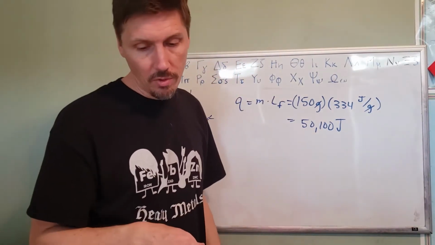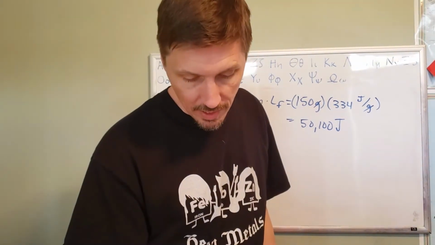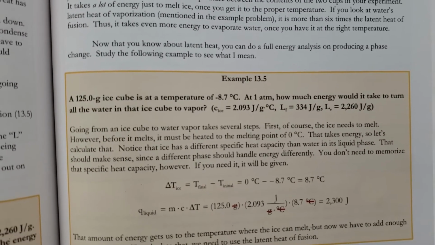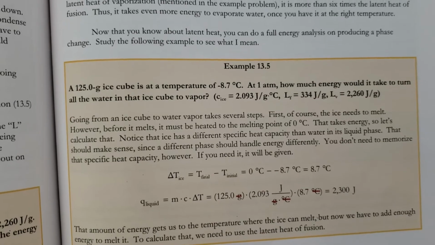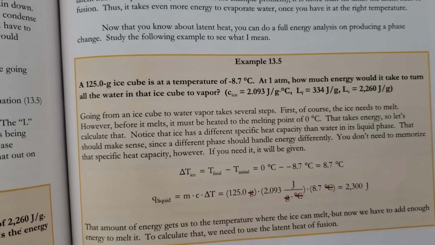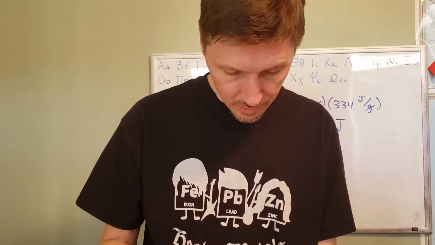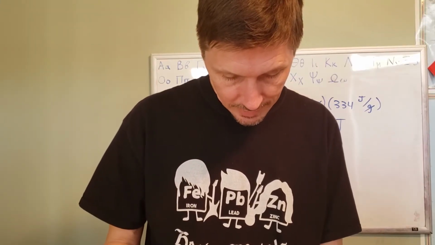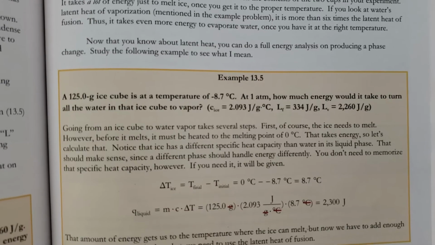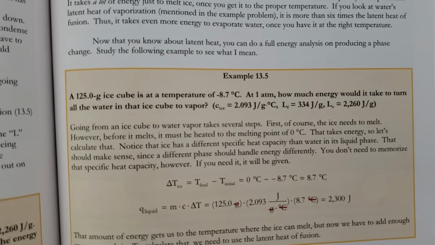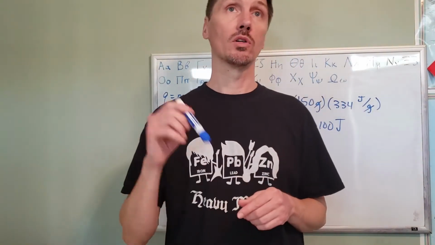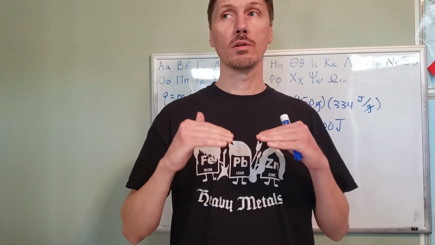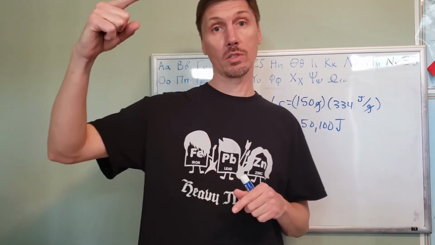So let's look at example 13.5, which is on page 405. And the problem says this: a 125 gram ice cube is at a temperature of negative 8.7 degrees Celsius. At 1 atm, how much energy would it take to turn all the water in that ice cube to vapor? And then they give us the specific heat capacity of ice, and they give us the latent heat of fusion and the latent heat of vaporization. All right. Now, why did they tell us that it was at 1 atm? The reason that they told us that is because we know then that the freezing point of water is going to be 0 degrees Celsius and the boiling point of water is going to be 100 degrees Celsius.